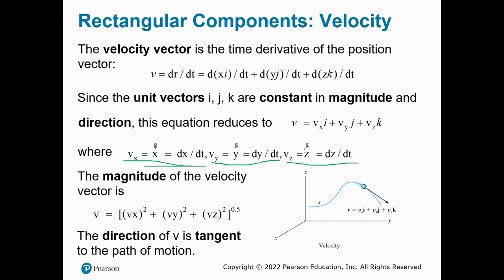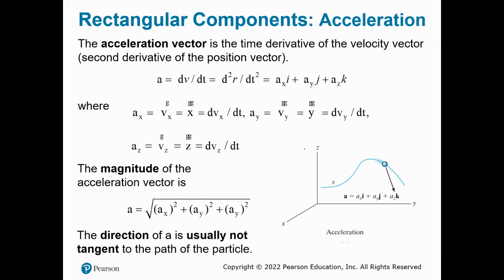Keep going. The magnitude of the velocity vector v equals the square root of vx squared plus vy squared plus vz squared, taking the x, y, and z components. And then the direction of the velocity is tangent to the path of the motion. Acceleration: we're taking the derivative of the velocity, that gives me the acceleration. Or I'm taking the second derivative of the position vector, that will give me the acceleration. One more time, the first derivative of the position gives me the velocity, and the second derivative of the position gives me the acceleration, or the first derivative of the velocity gives me the acceleration.